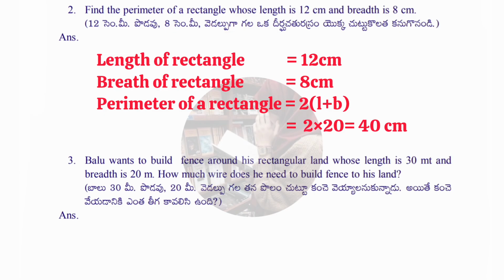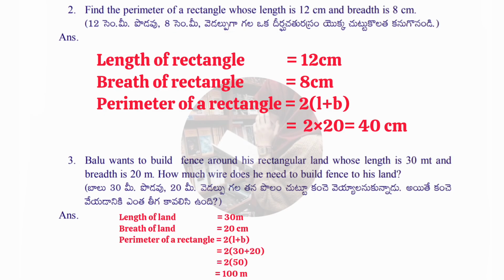How much wire does he need to build a fence around his land? Let's see the answer. Length of the land is 30 meters, breadth of the land is 20 meters. Then the perimeter of a rectangle equals, we know the formula, 2 into (L plus B). So 2 into (30 plus 20), so 30 plus 20 is 50, 2 into 50 equals 100 meters.